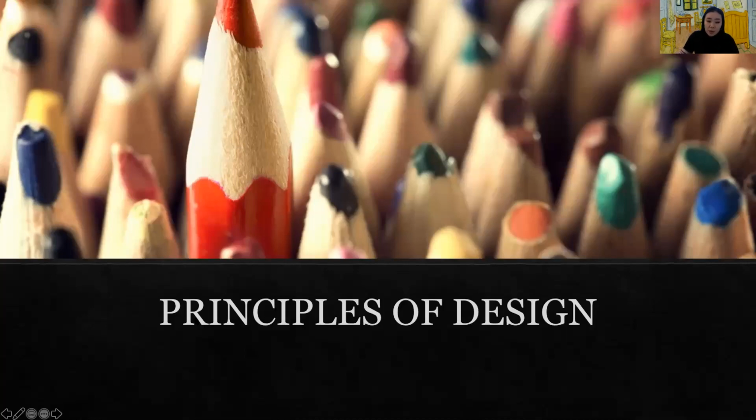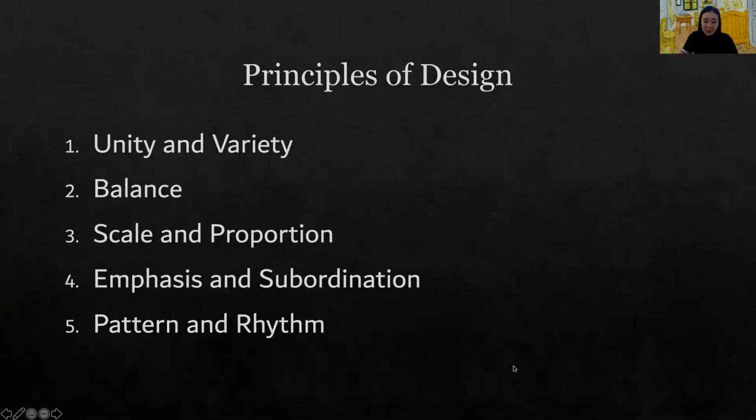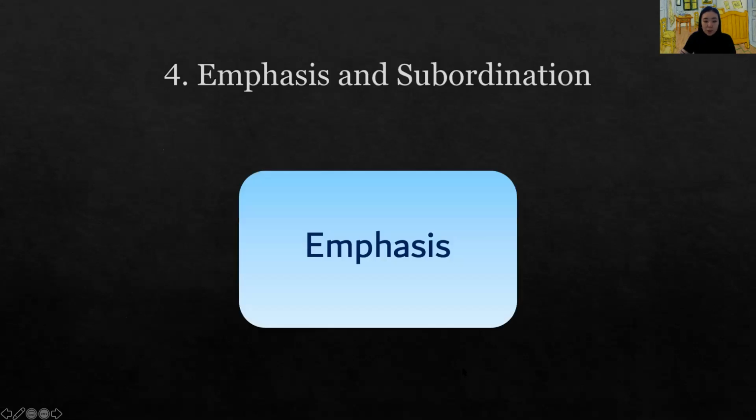Last week, we learned principles of design, right? Let's remind what we learned. We saw unity and variety, balance, and scale and proportion last week, right? So today we're gonna continue to see the principles of design, emphasis and subordination, pattern and rhythm. So let's see the emphasis and subordination first.